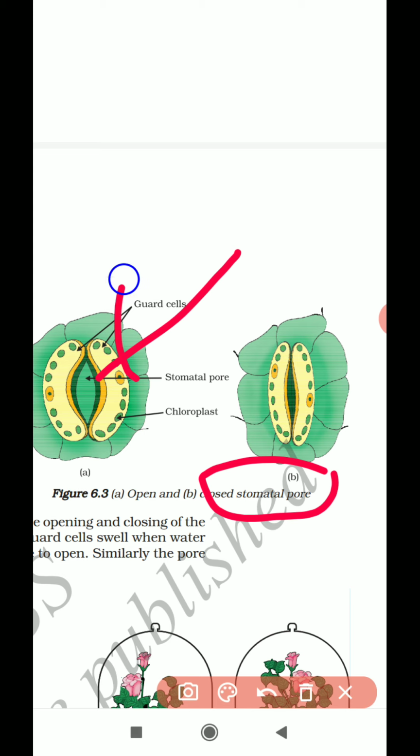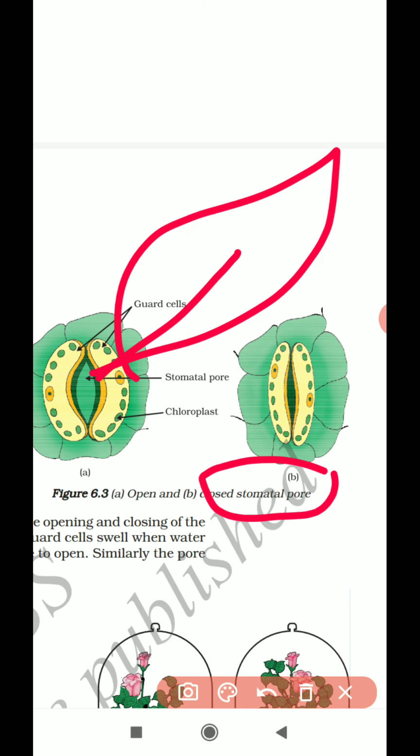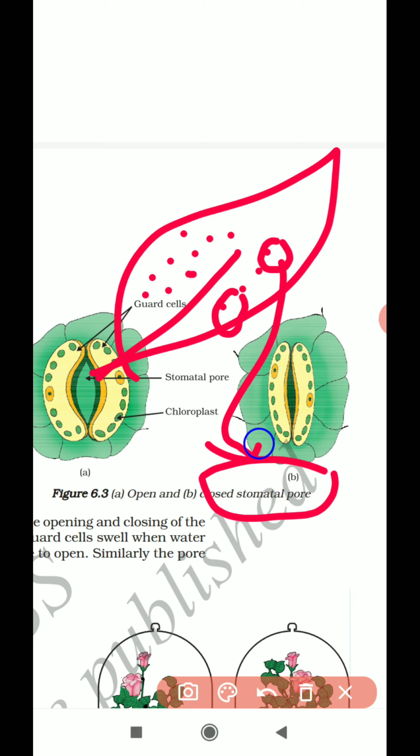See, when you turn a leaf and look under the leaf, you can see some small tiny holes or small tiny dots at the back side of the leaf. Those tiny pores present under the leaf are called stomata. What is the role of the stomata? The stomata's role is to exchange the gases.